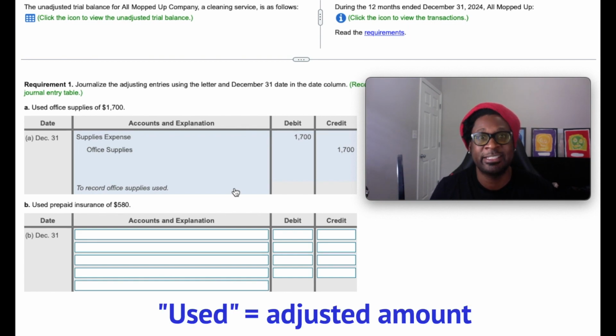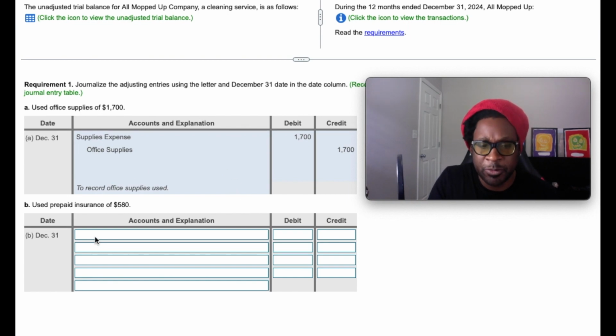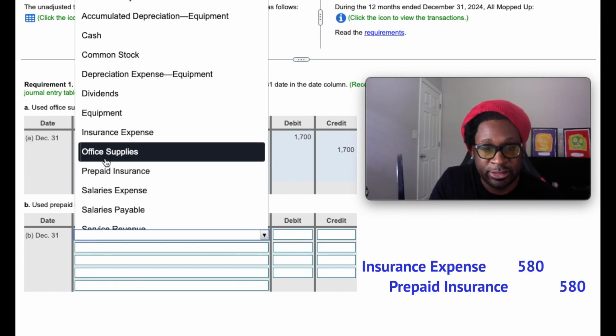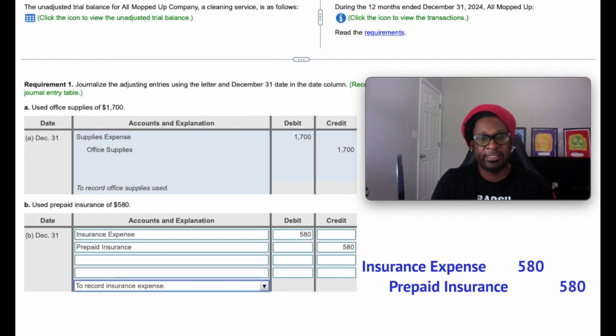Used. Again, the word used describes the amount that we have to adjust by, because that's the amount of the asset that has been used throughout time. So we're going to easily plug that $580 in there, and we know we're going to debit insurance expense and credit prepaid insurance. We're going to check the answer.